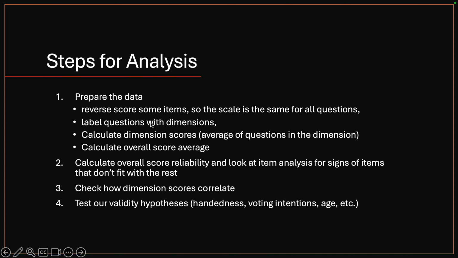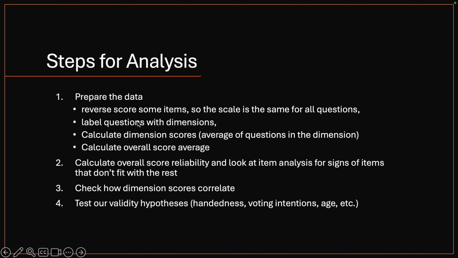We're going to prepare the data, reverse score those items I talked about that are conservatively oriented. Then I'm going to label them so they're in the right dimensions. I'm going to calculate the dimension scores, the overall average for each dimension, and the overall score average. Then I'll look at reliability, and I'll talk about something called item analysis, where we can look at statements that are not working the way we thought they would.